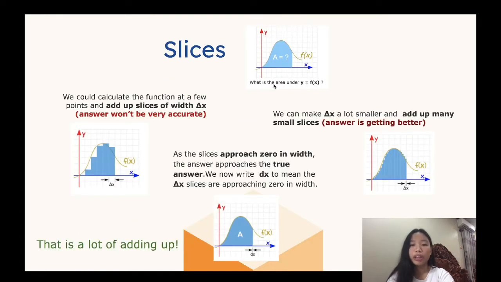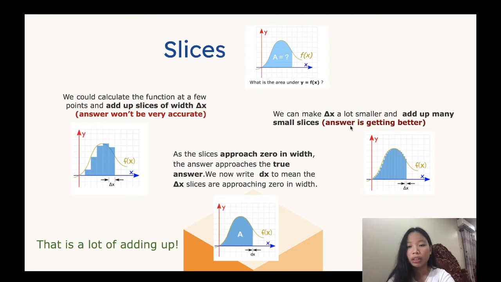Slices. So we can find the area under the curve by dividing the curve into slices. We could calculate the function at a few points and add up slices with width delta x, but the answer won't be very accurate because you can see that there are still white parts that are not calculated yet. That's why the answer is not very accurate.